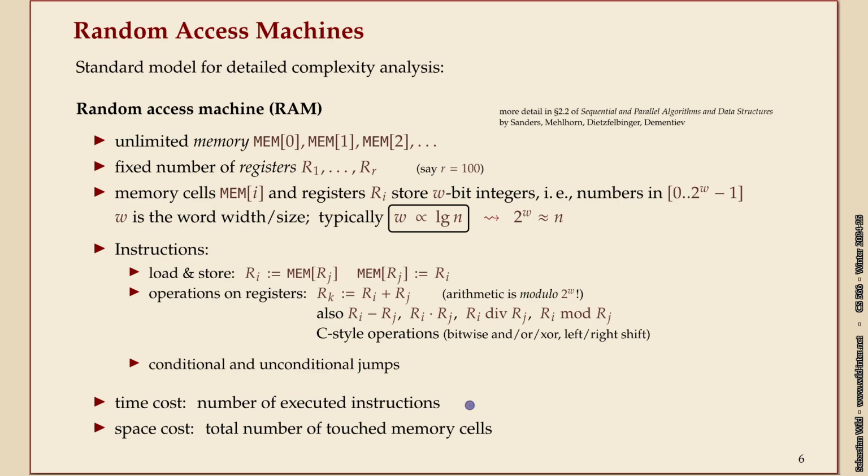The running time of such a program is just the number of instructions that it executes, roughly the number of cycles if you want. And the space cost is the total number of memory cells that were ever touched. Okay? Depending on how much background in computer architecture you have, maybe it's a natural definition, maybe it's a bit awkward. That's the standard definition that seems to make most sense for studying efficient algorithms.